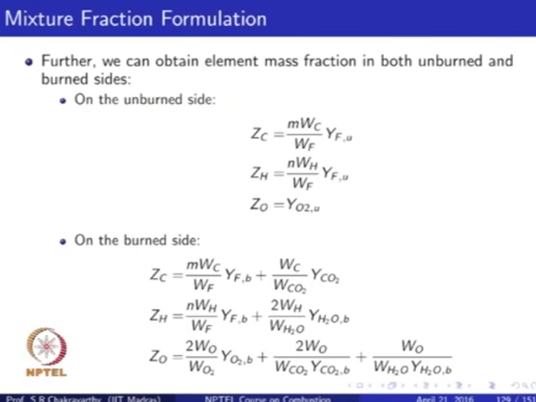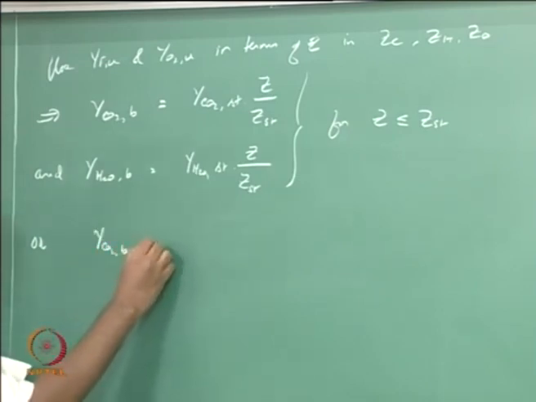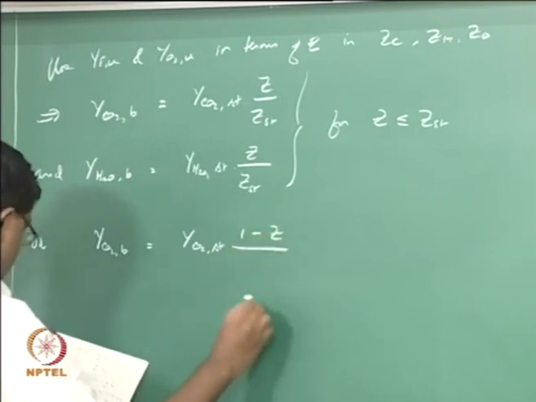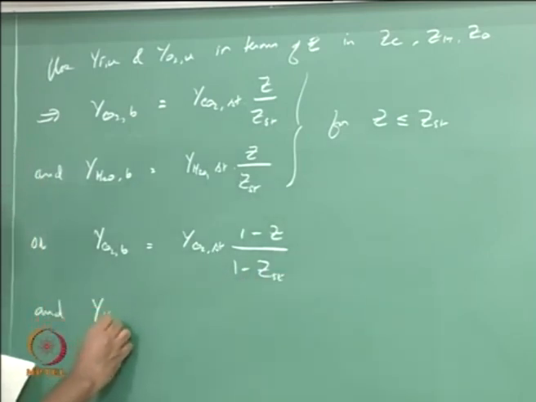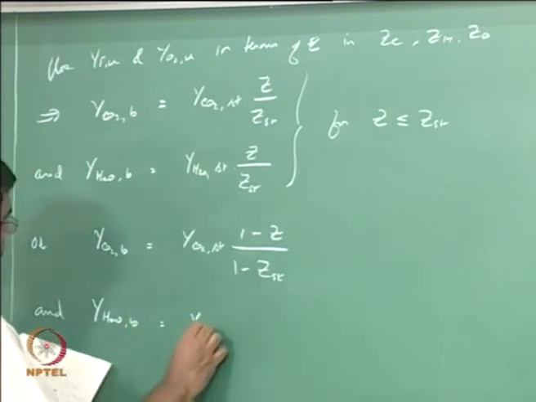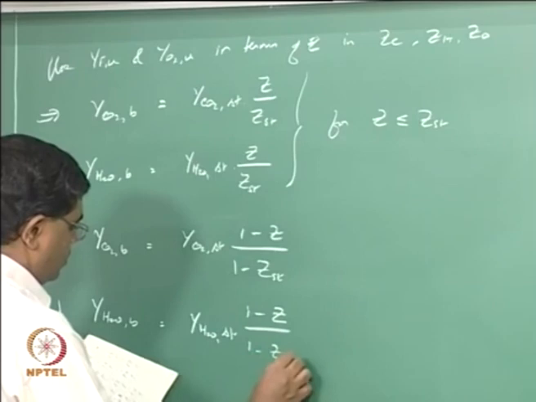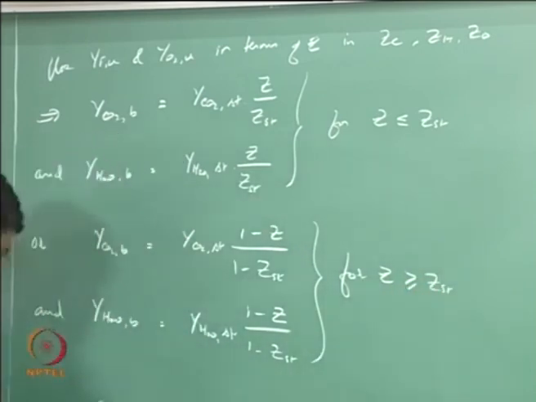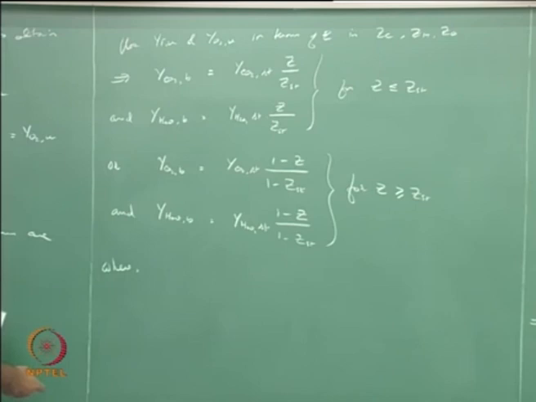This is for Z less than or equal to ZST, or YCO2,B equal to YCO2 stoichiometric times 1 minus Z divided by 1 minus Z stoichiometric, and YH2O,B equal to YH2O stoichiometric times 1 minus Z divided by 1 minus ZST. This is for Z greater than or equal to ZST, where we have to say what is YCO2 stoichiometric and YH2O stoichiometric.